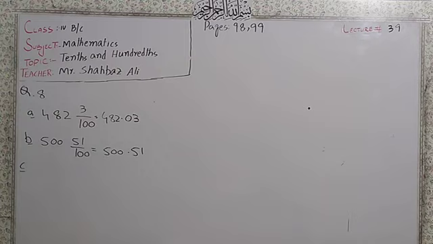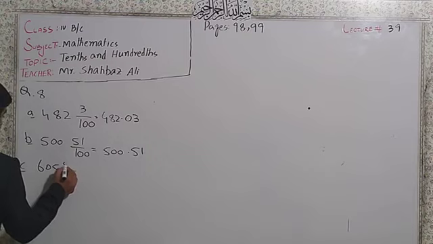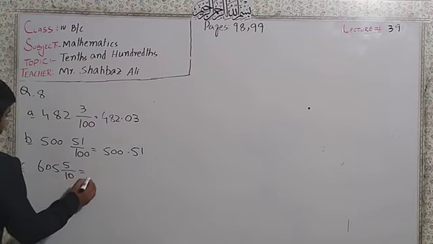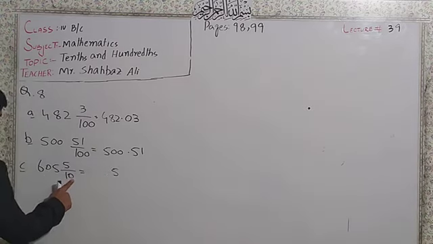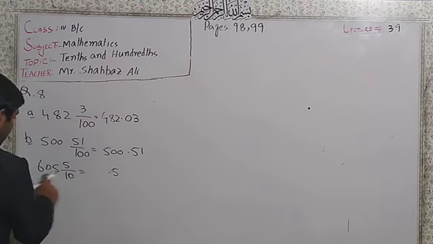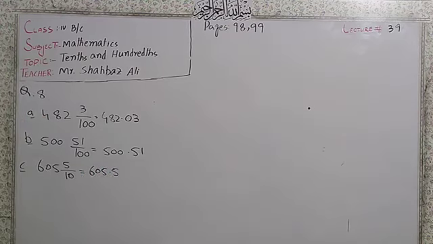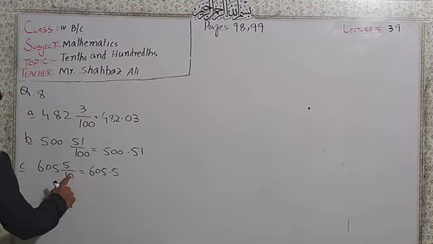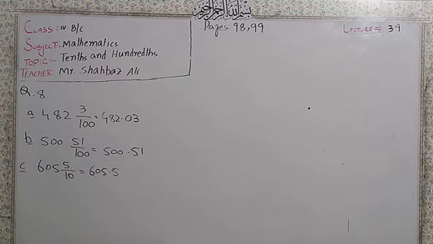C, 605/10. So this is 5. How many zeros? This is 1 zero. So after one digit you put the point, and you write this one, 605. You have to keep in mind how many zeros you count, 1, and then put the point. If there are 2 zeros, 1, 2, put the point.